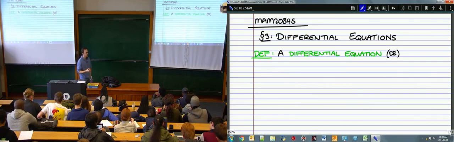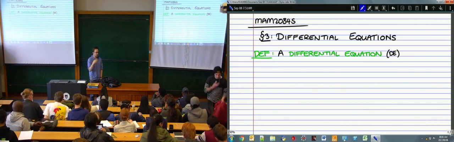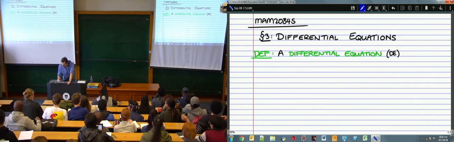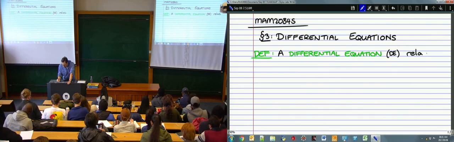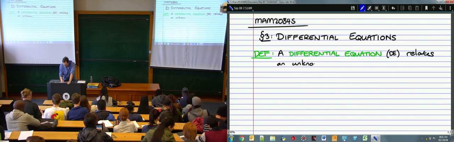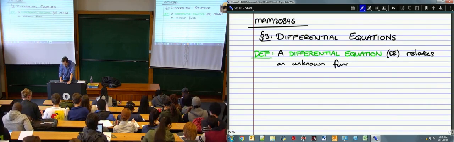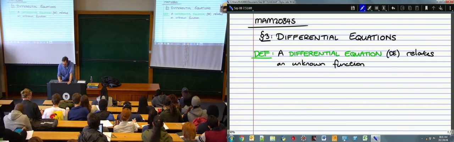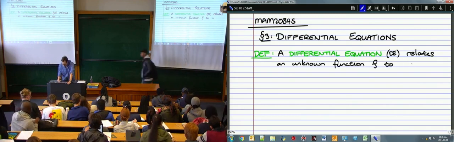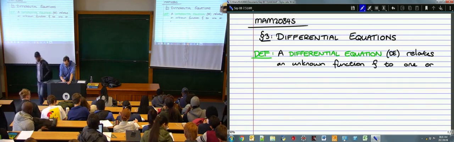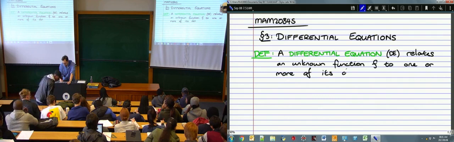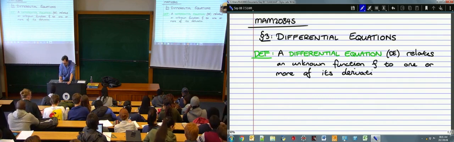So a differential equation is simply an equation which relates an unknown function, call it f or y, whatever it is, to one or more of its derivatives. So a differential equation relates, let's say, an unknown function f to one or more of its derivatives.